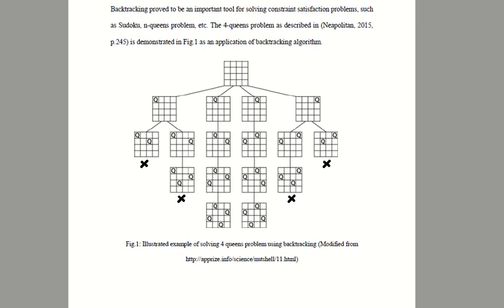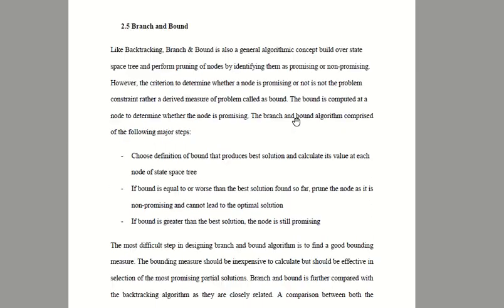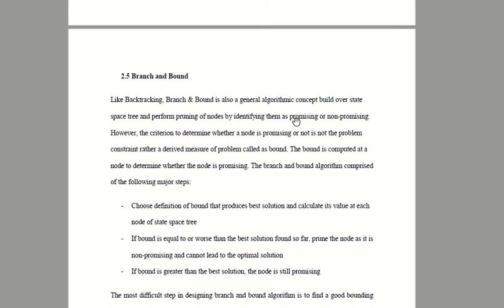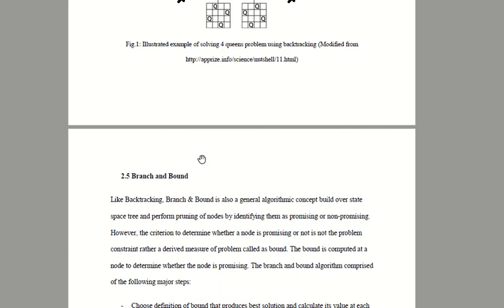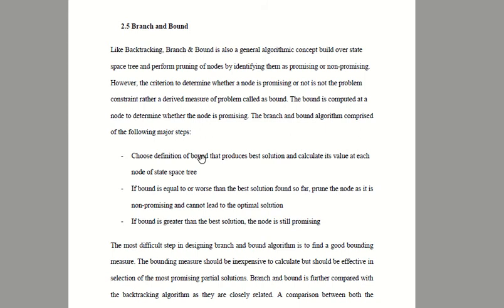Now let's go ahead with the branch and bound algorithm and see how it's different from backtracking. The primary thing is that in backtracking, the constraint is defined by the problem itself. For example, the queen cannot be in all these places. So the constraint is already defined by the problem, whereas in branch and bound you need to define a measure of a bound, and then you need to evaluate all the nodes with respect to that bound.